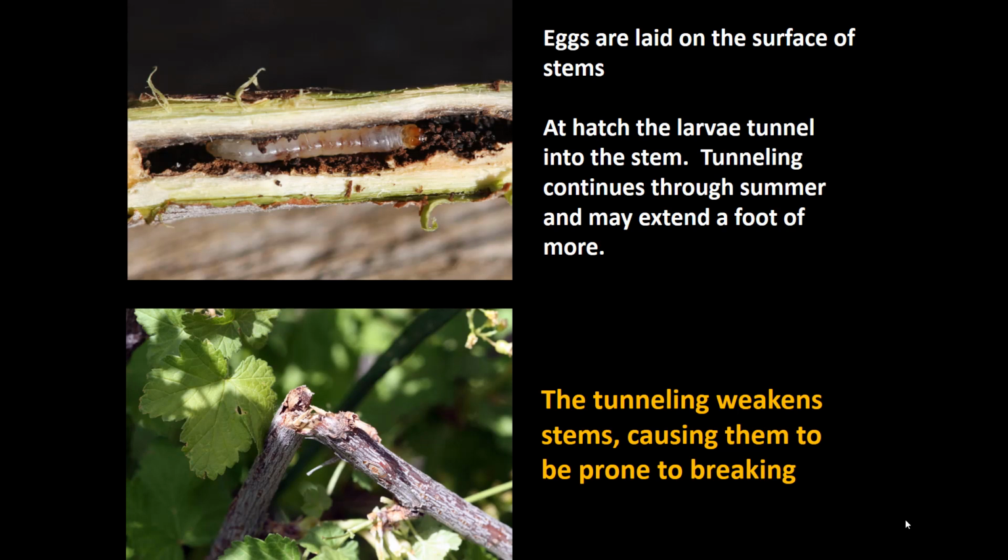So the adults lay eggs on the surface of the stems. After hatching, the larvae tunnel almost immediately into the stalk, and they will continue feeding throughout the year. And this causes a weakening of the stem, makes them very prone to breaking, and you will often have reduced fruit set on canes that have been girdled in this manner.